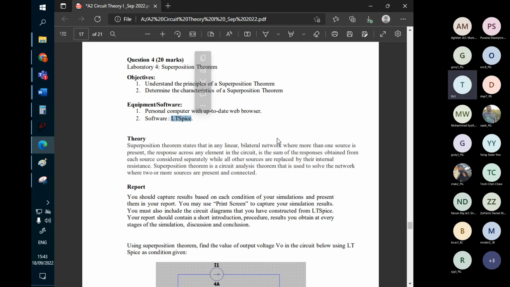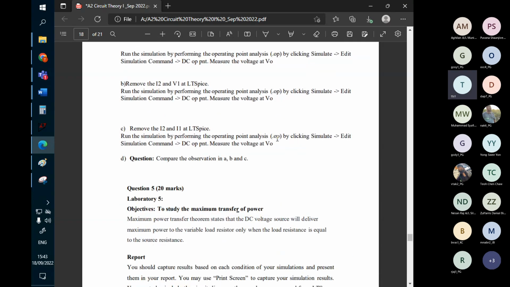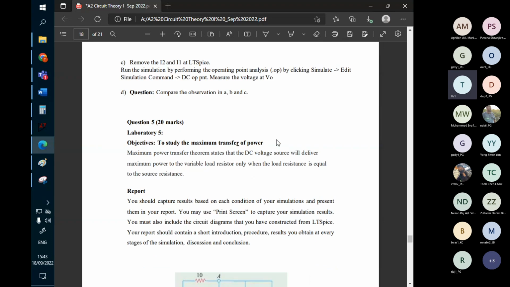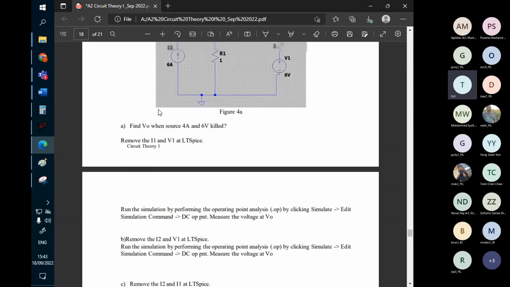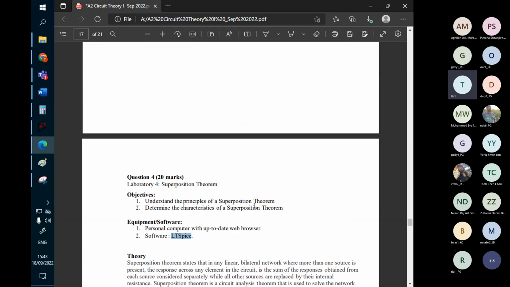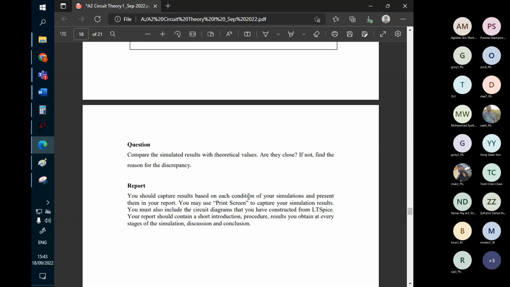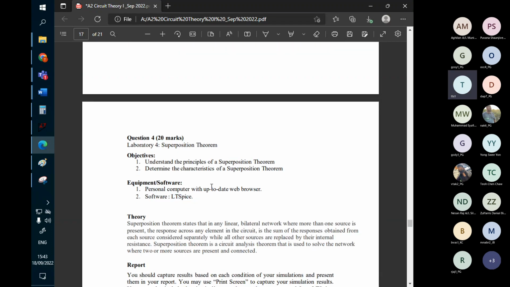LTspice, right? Previously I said that they were going to use online software, but not for this assignment anymore. This assignment is still using LTspice from question 1 to 5. In the past, we needed to use separate online software, but this time we are all using the same software. They changed it. I just found out this morning.